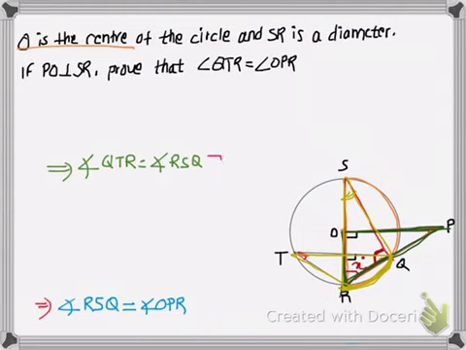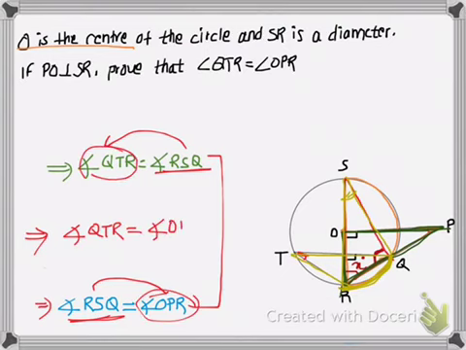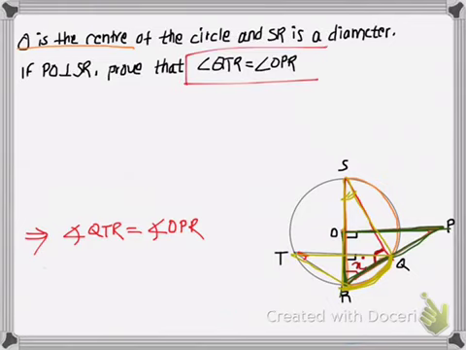Now, from these two conclusions, we can say that RSQ is equal to angle QTR, and RSQ is also equal to angle OPR. So from these two, we can say angle QTR should equal angle OPR, in conclusion from these two statements, first and second. So this is what we had to prove according to our question. I hope it is clear to you, and thanks for watching.